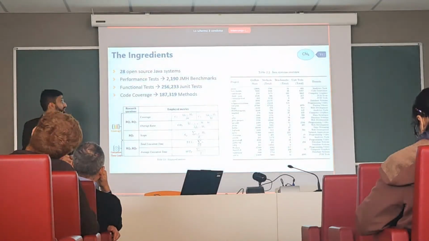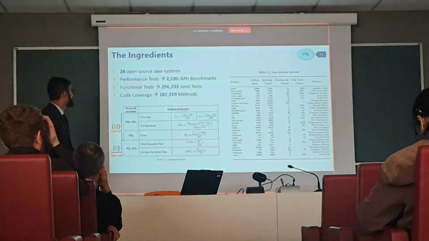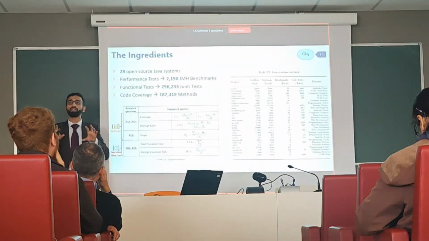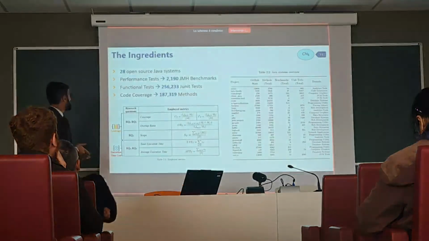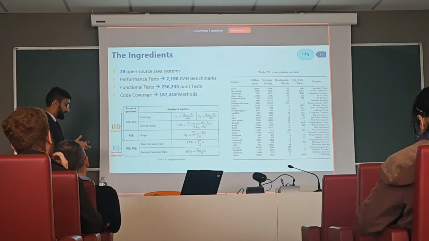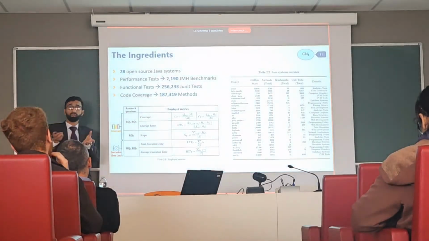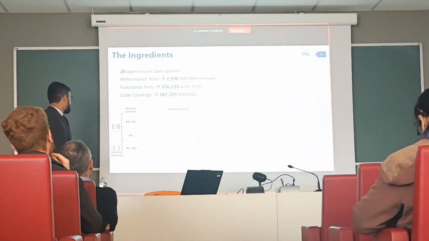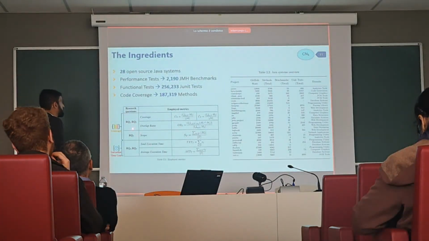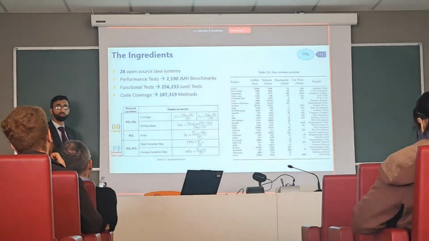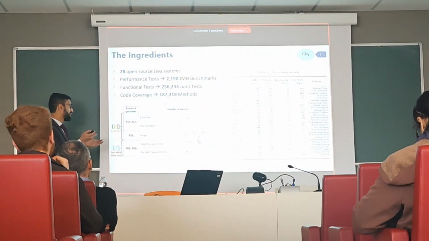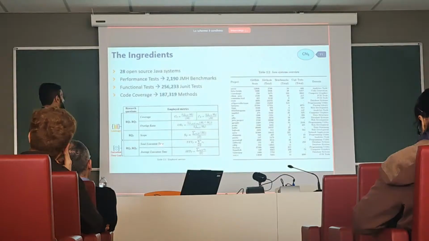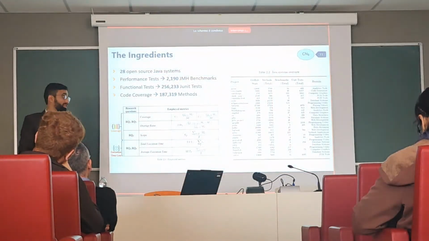For this study, we collect 28 different open source Java systems. We make sure that all of them have benchmarks and JUnit tests, and we extract the coverage labels for almost 187,000 methods. We define features where we look at the coverage and the overlap ratio, to see how much overlap there is in the testing suite. The scope tells the size of each test on average, and we also look at the execution time, total and average execution time.